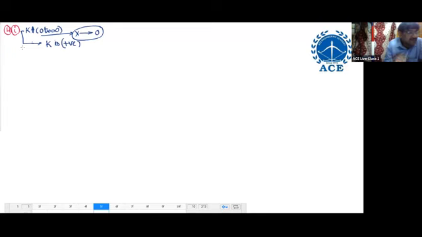Second thing, given G of S. What is given G of S? You write: minus K by S. Given G of S is minus K by S. Next, the resultant G of S. Resultant G of S means it is the sign of K and the sign of the system.